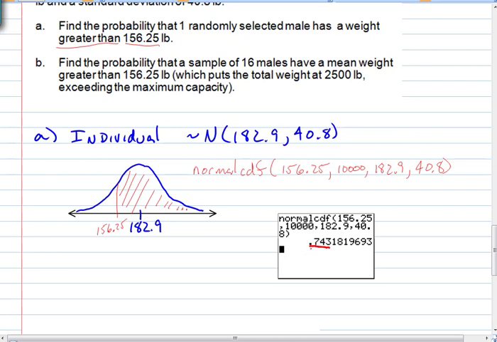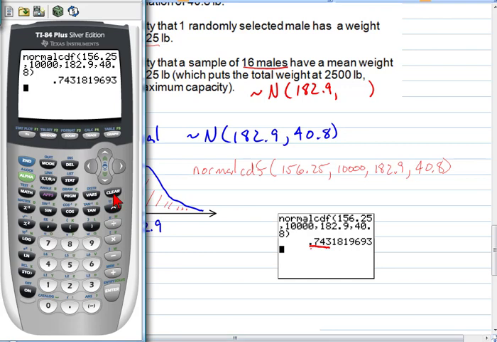Part B here says find the probability that a sample of 16 males, worst case scenario, have a mean weight that exceeds 156.25, which puts the total weight at 2,500 pounds. If their weight's going to exceed 156.25, then we would exceed the weight requirement for the elevator. But this is not the same distribution. We're now looking at a sample of size 16. The mean distribution is still the same, 182.9, but what is the standard deviation going to be?